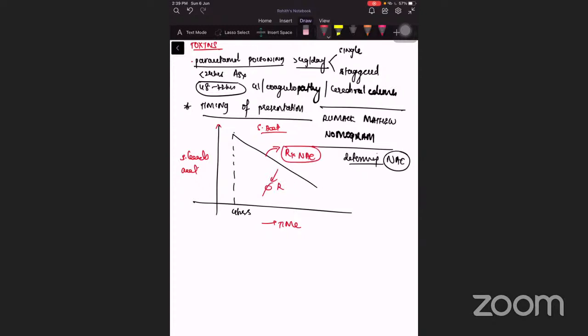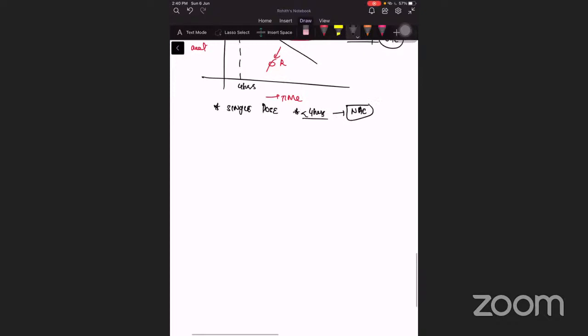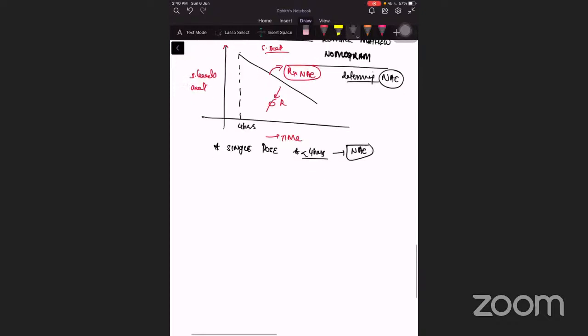But the most important thing to remember whenever you're using this nomogram is that it is applicable only if it is a single dose consumption. And the other thing to remember is, if the patient presents before 4 hours and it's still a toxic dose, you can go ahead and still give N-acetylcysteine, because the benefits far outweigh any risk the patient can have.